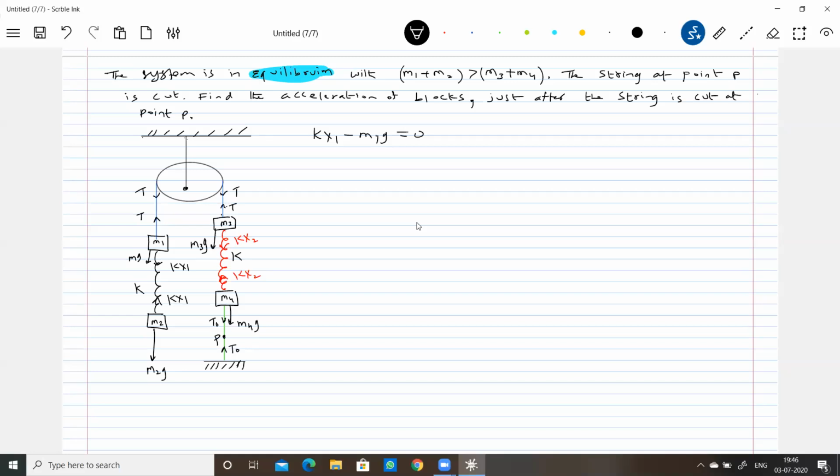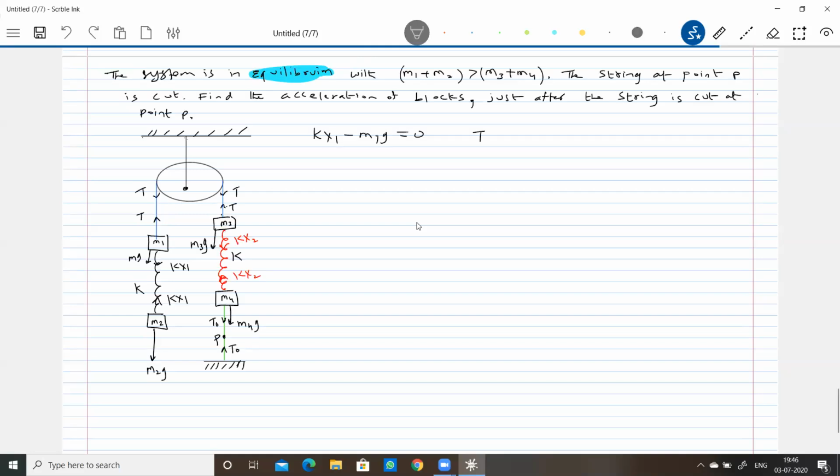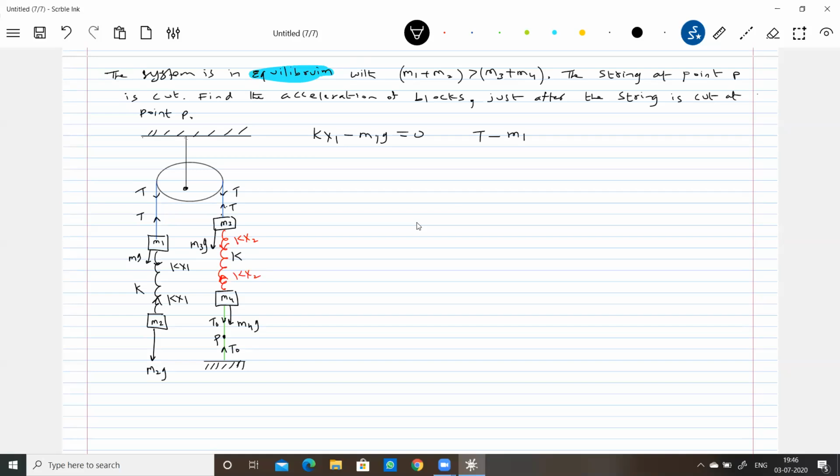And then this tension acting, so how much of tension should be known? The tension T minus M1G minus Kx1 equal to 0. This is M2. Okay, keep it here. This is M1G, M2G. So what is the value of tension? M1 plus M2 into G.